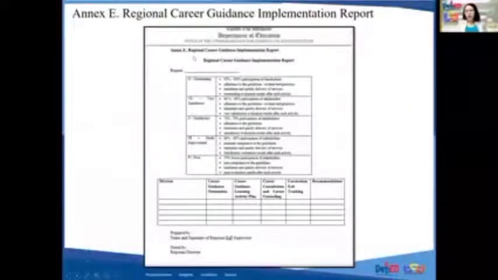So you are required to submit the Annex E or the Regional Career Guidance Implementation Report. Very similar doon sa reporting system na ginawa natin sa division. So more of consolidation. Ang critical lamang dito is your recommendation. Kasi dito din makikita natin ano yung mga possible interventions na kinakailangan ma-establish sa ating career guidance program to further help our stakeholders, our learners, our teachers, our career advocates, and our parents, no? Paano natin mas mapapabuti? Laging ganun yung giya natin sa career guidance.